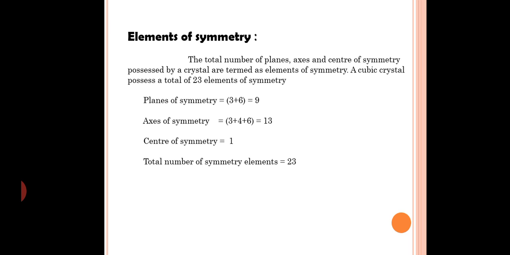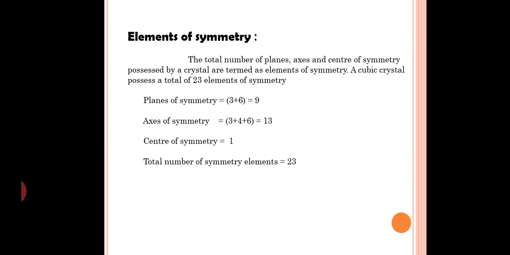Got it? Again I repeat the axis of symmetry, because that is quite important. It is an imaginary straight line about which a crystal is rotated. If the crystal is rotated, it will present the same appearance more than once during a complete revolution. Alright. So as a result, the axis of symmetry is called diad, triad, tetrad, hexad, in this way, depending upon the number of times the figure is repeated.